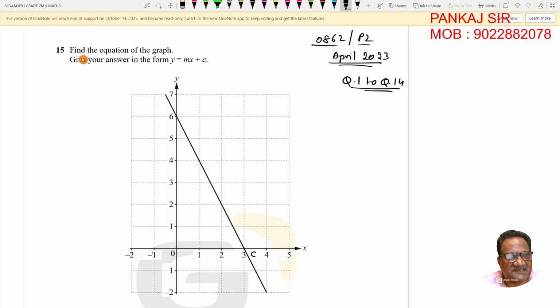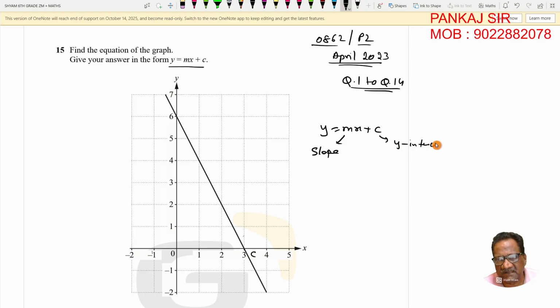Question number 15 says: find the equation of the graph. Give your answer in the form y = mx + c. One thing you should know is that in this format, y = mx + c, m is the slope of the graph, and c is the y-intercept of the graph. You can see this is the graph and the y-intercept is 6. The graph is cutting the y-axis exactly at the point 6. So the y-intercept has to be 6, so c = 6.